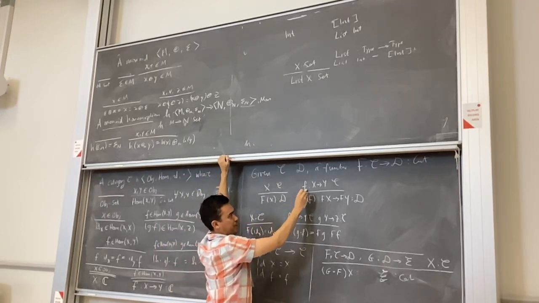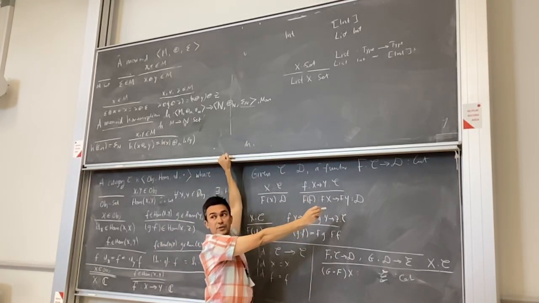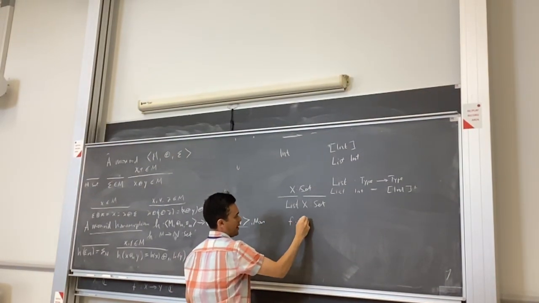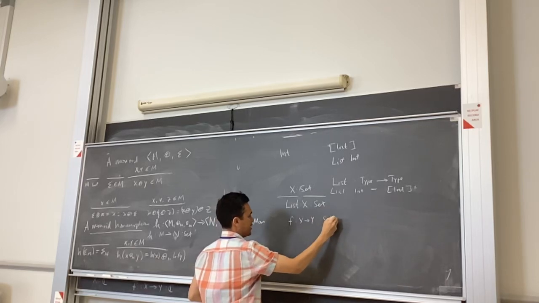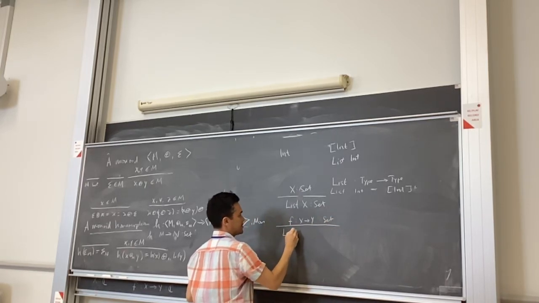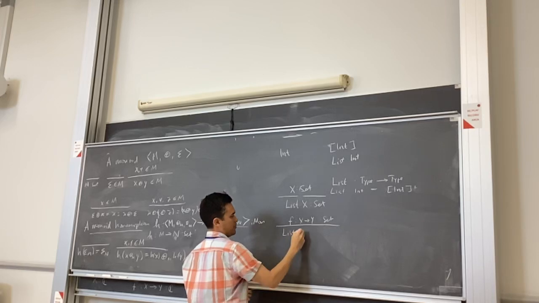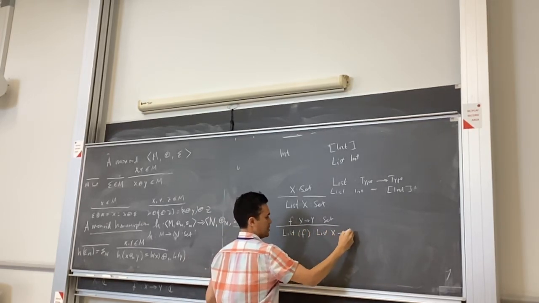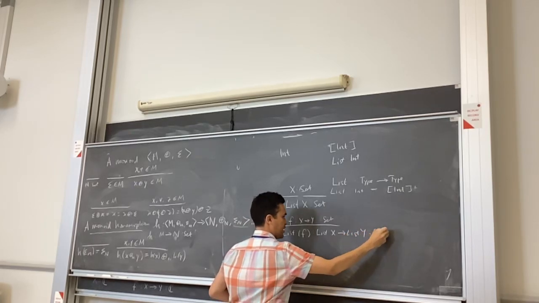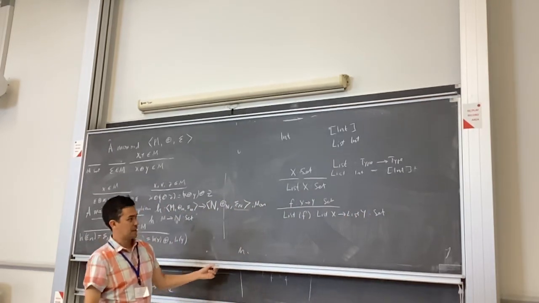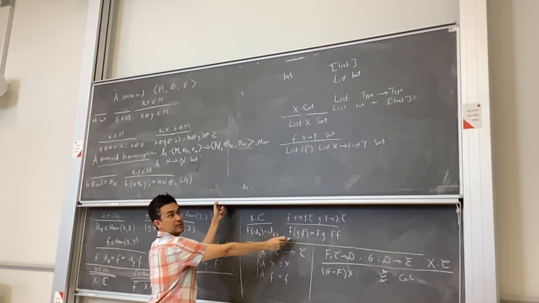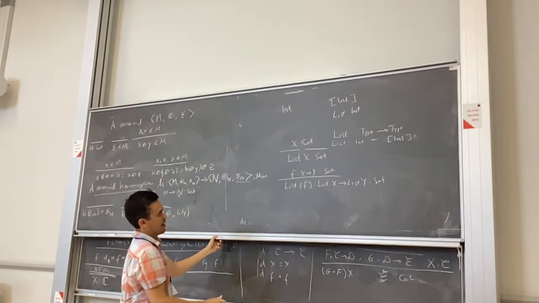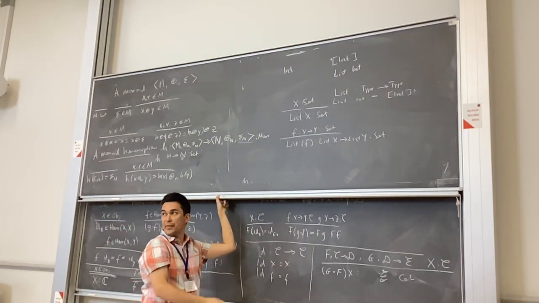I also need to say, given a function, I need to produce an arrow in another category. So if you give me f from x to y in set, then list of f better be a function from list x to list y in set. That's following what I said down here. It better be the case that these two laws hold true. Let's talk about that in a minute.